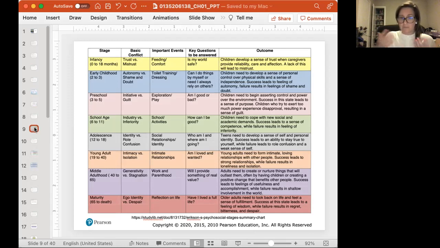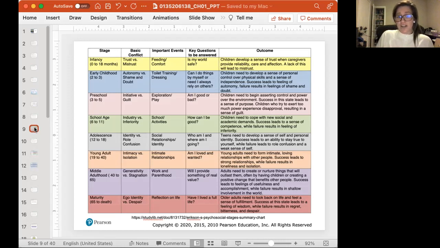And feeding is a basic need, as you know, on Maslow's hierarchy of needs, the basic need of food, shelter, water, safety. If I can't trust you to keep me not hungry, then I don't trust you, right? And so a key question that is answered in this stage is, is my world safe? And the outcome, ideally, is that children will develop a sense of trust when their caregivers provide reliability, care, and affection. And a lack of those things will lead to mistrust.